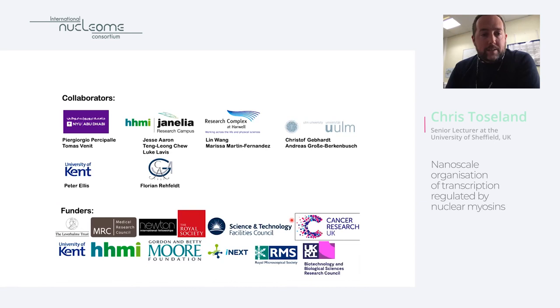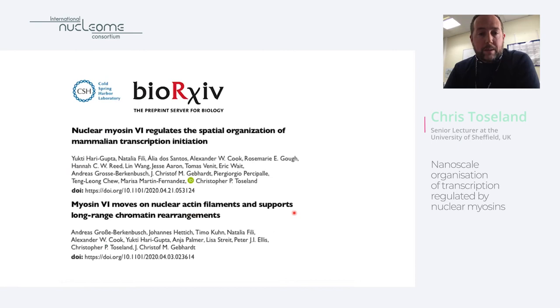And if you want to see a little bit more about this work, you can check out two preprints. Here we look at the spatial organization, which is what I've described today. Also, we have a second paper looking at how myosin moves along nuclear actin filaments and how this may be stabilizing and changing chromatin organization over large scales within the nucleus. So thank you very much, and I'm happy to take any questions.